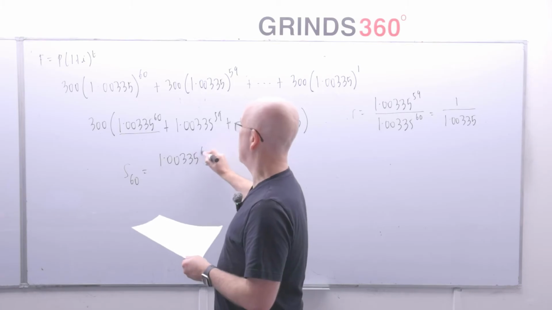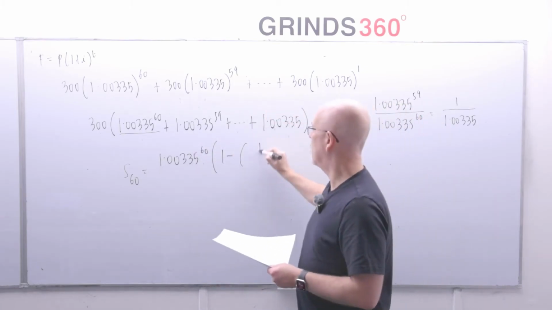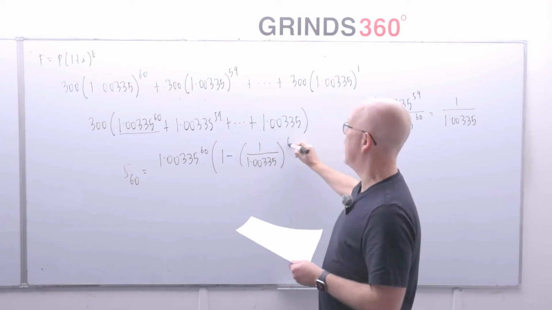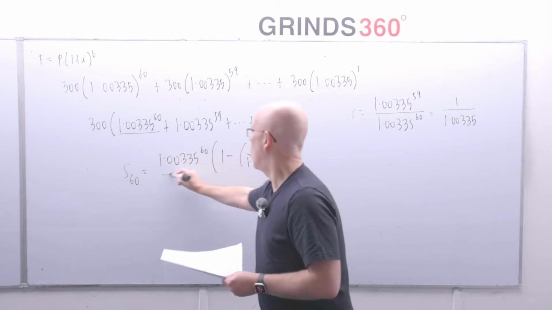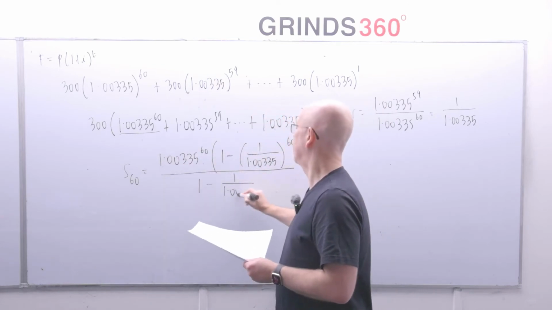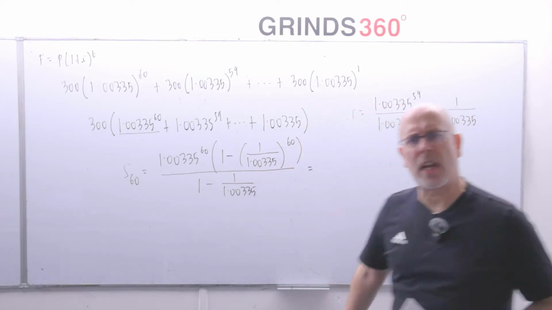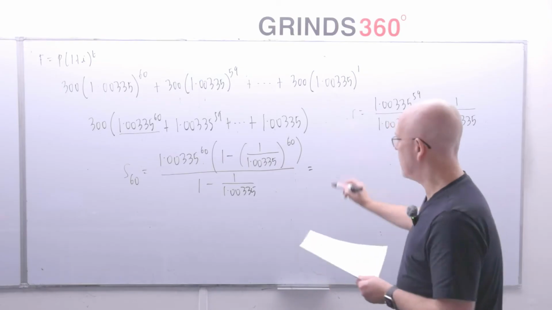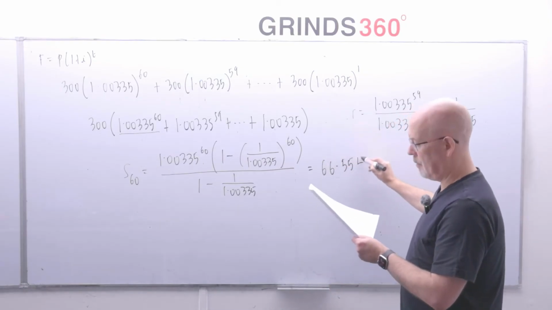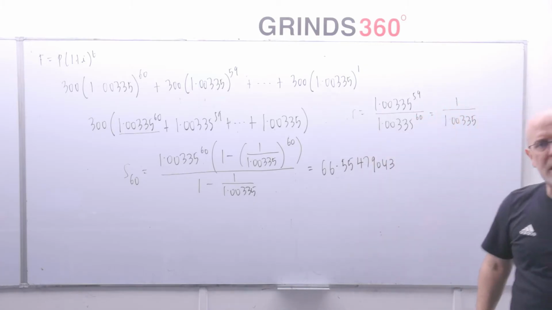1.00335 to the power of 60, times 1 minus r, or whatever value for r you're using, to the power of n, to the power of 60, all over 1 minus r. Okay, like that. I like this method, it never changes. And if I put that in my calculator, that comes out at like 66.55479043. I'm not sure how many of those decimal places I need just yet, so I'll keep them for a moment.